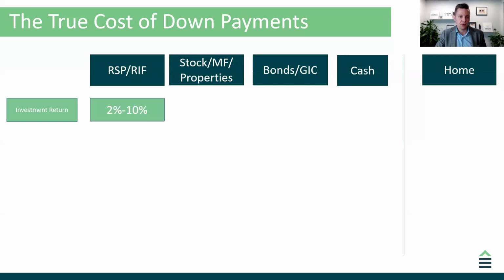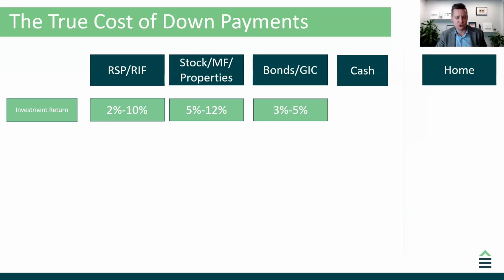So let's say that you had money in an RSP or a RIF. You might be getting anywhere from, let's say, 2 to 10% return on that. If you have money invested in the stock market, multifamily properties or something like that, maybe you're getting 5 to 12% return. Bonds or GICs, 3 to 5%. Of course, lately it's been closer to 5%, but historically it's a little bit lower than that. And of course, cash is generally at zero. And then the investment return of owning a home, you can use anywhere from 3 to 4% annually. 4% is much closer to the average. In fact, the last 25 or 30 years has been higher than 4%, closer to about 6%, but let's assume that we use about 4% for now.